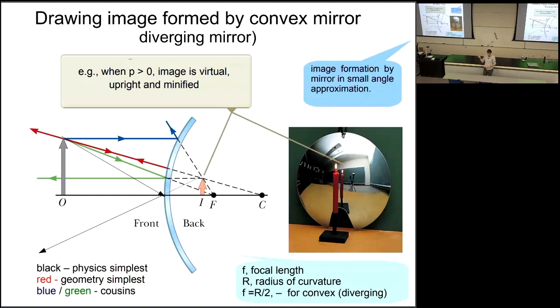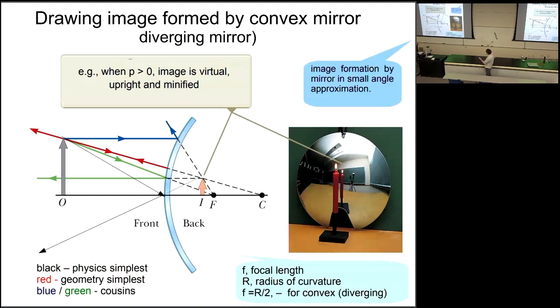Then we got the twins, the cousins, right? We got the blue ray and the red ray, and the green ray. One of them goes in parallel and then is reflected, and we'll construct that reflection using the focal point. The other one goes in using the focal point. We'll construct that, and then comes out parallel to the optical axis.